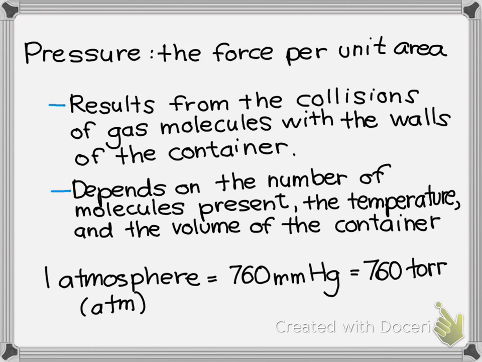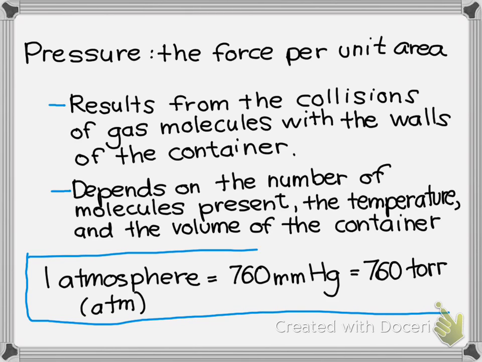Then we also, oftentimes, because we have these different units, we may have to convert between the units, and to do that we would need to know the conversion factor. So you can see 1 atmosphere, which is a standard unit for pressure, abbreviated ATM, is equivalent to 760 millimeters of mercury. And 1 atmosphere is also equivalent to 760 torr.